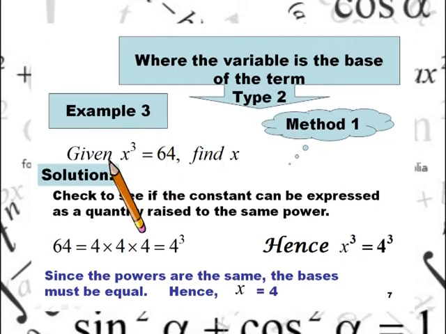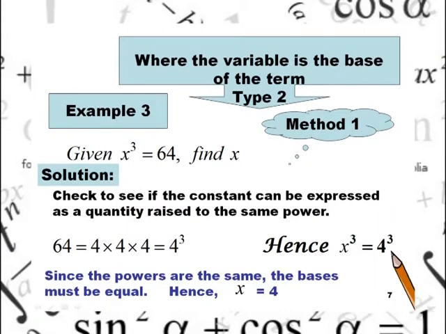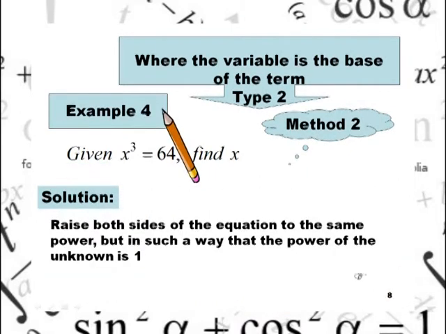Type 2, where the variable is the base of the term. Example 3. Given x cubed equals 64, find x. Solution using method 1. Check to see if the constant can be expressed as a quantity raised to the same power. 64 equals 4 by 4 by 4 equals 4 cubed. Hence, x to the third equals 4 to the third. Since the powers are the same, the bases must be equal. Hence, x equals 4.